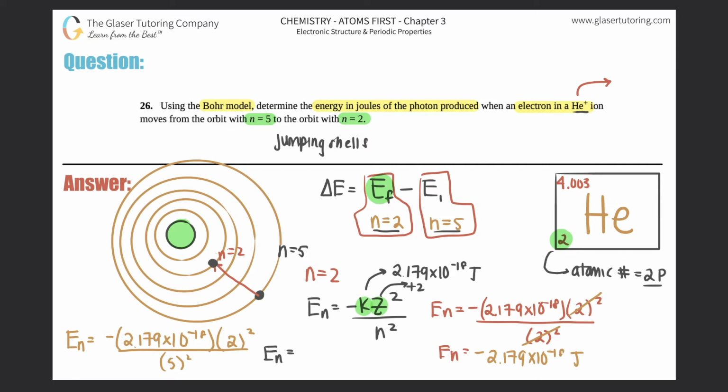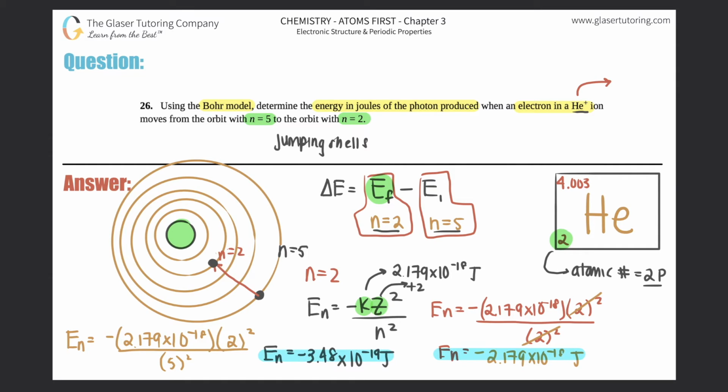So it would be negative 2.179 times 10 to the negative 18th times 4, because 2 squared is 4, divided by 25, because 5 squared is 25. And I get negative 3.48. Yep, that's 3 sig figs, so we're good. Times 10 to the negative 19th joules. So now we have our two energy values. We have the energy with the second shell and the energy with the fifth shell.